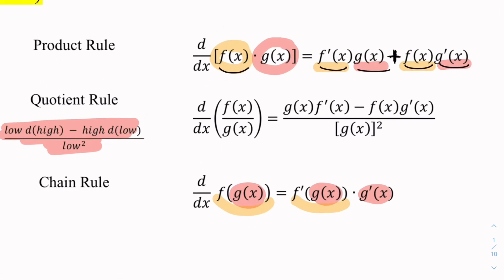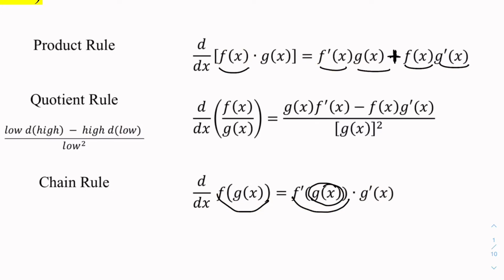Last one, let's do chain rules. So when we have a function inside of a function, we're going to take the derivative of the outside function first, hence the f prime on the outside. The inside guy stays the same, and then we multiply by the derivative of the inside guy. So just make sure you have all these rules down pat.